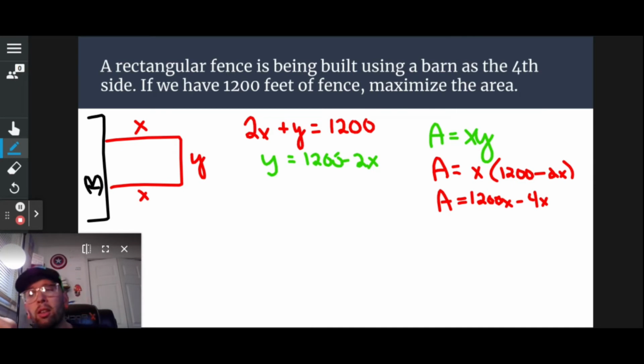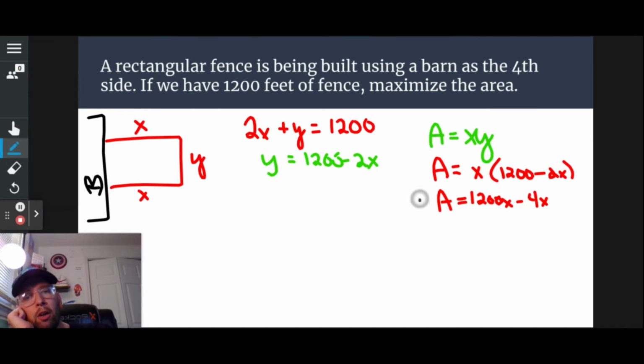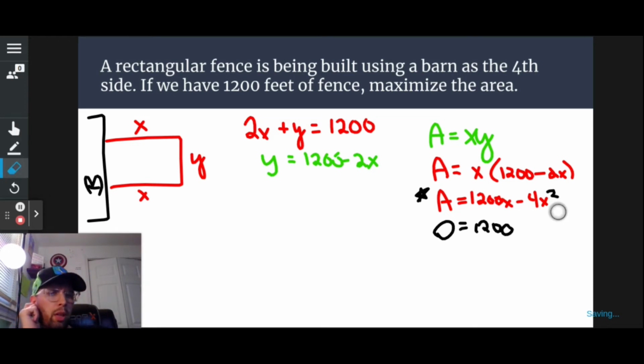All right. So I need to take the derivative. So the maximum area problem, very important. Take the derivative, set it equal to 0. So I have 0 equals 1,200. Well, I have to take the derivative, so it's just going to be 1,200. This was supposed to be squared. My bad. So that shouldn't be 4x. I think I accidentally took the derivative without thinking.